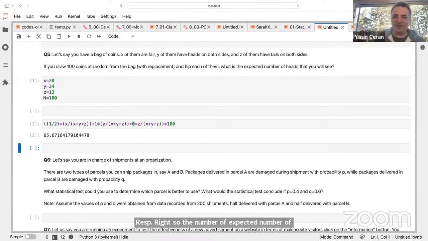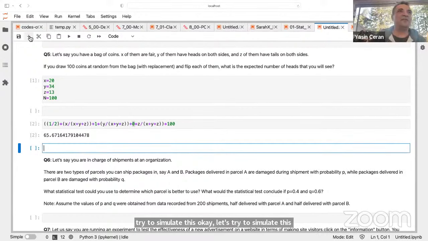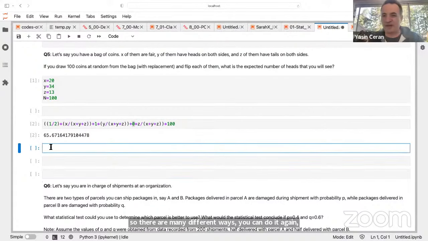Okay, so now, as I said, let's try to simulate this. There are many different ways you can do it. If you have a strong programming background, you can come up with a much more elegant way of running this experiment, but let's do it this way. So I'm just going to say coins.